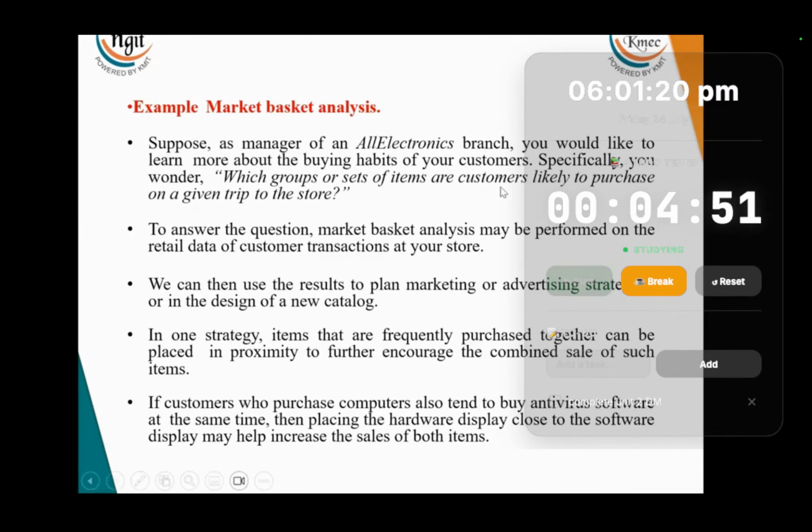Now, when you are buying that, the analysis of customer buying habits can be done in such a way that we find which group or set of items customers are likely to purchase on a given trip to the store. So what set of customers like to buy which type of product? To analyze this, we can perform the market basket analysis.